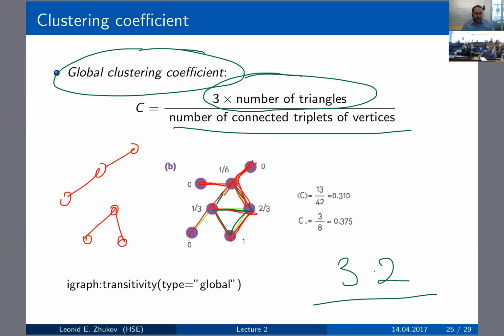And so what you do is divide 3 times the total number of triangles by the number of connected triples. Again, this gives you just the ratio of the number of triangles to the total possible number of triangles. Now, if all the possible number of triangles are present, then this coefficient will be 1. If not, then less. But it sort of tells you how much triangulated your graph is, right? So how much overall in the graph, friends of friends know each other.